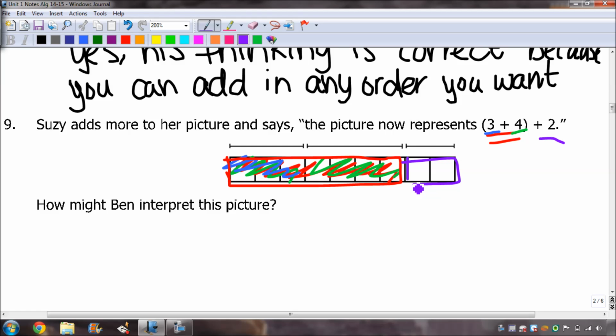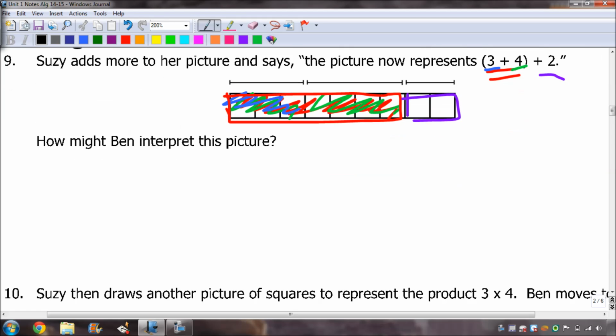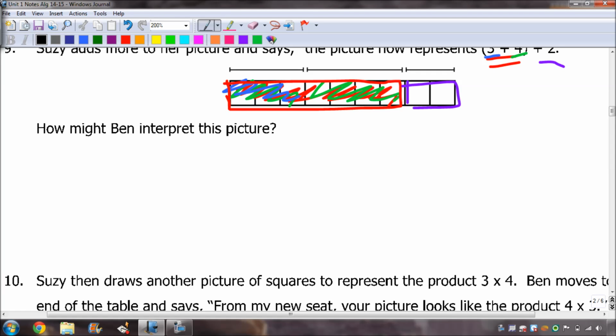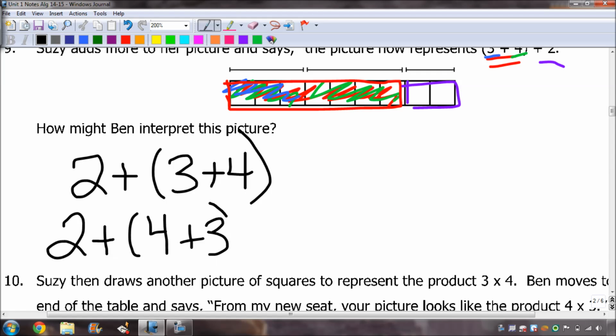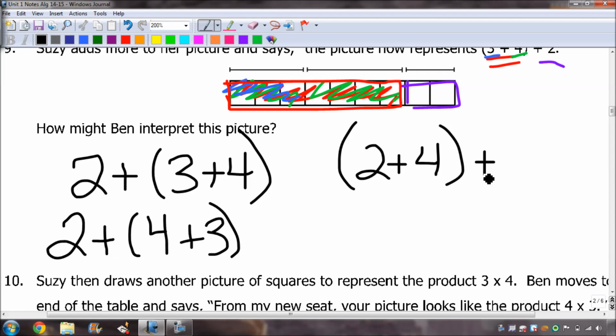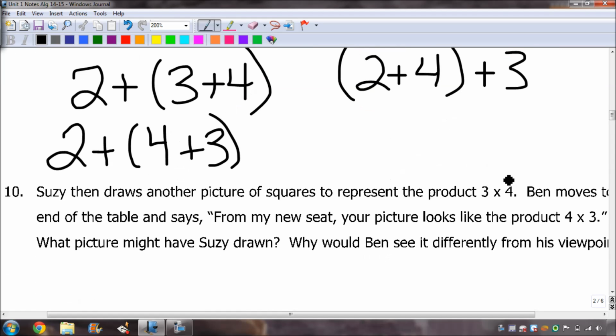So how might Ben interpret this picture? Well, you've got several different options. Go ahead and write down what you think the answer would be. So Ben could look at it several different ways. He could look at it as 2 plus 3 plus 4, okay, or 2 plus 4 plus 3, or 2 plus 4, all in parentheses, plus 3. There's lots of different options, okay?